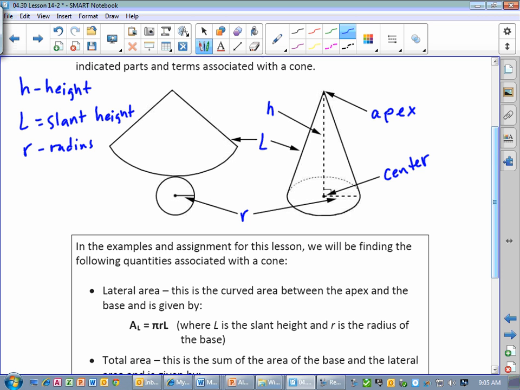Now, one thing to note is that this slant height, which we labeled L, is the exact same as this length over here. And it'll be the exact same as this right here. In other words, this is actually a part of a circle. Okay, so all of these are the same length. So keep that in mind when you're looking at the problems. If you happen to be given some length in here, that's the exact same. That's always going to be the slant height.